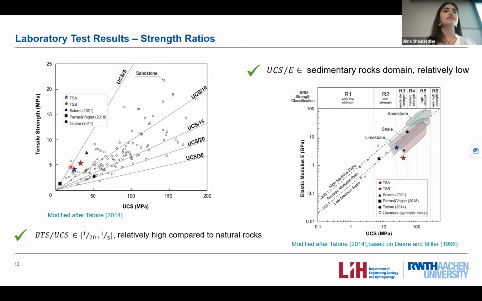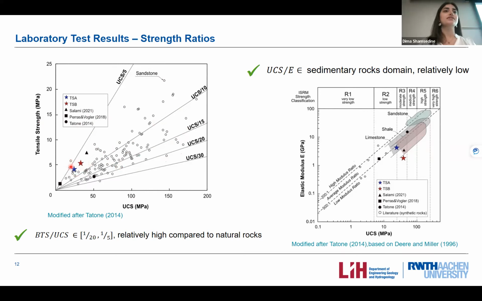sandstones. And for the modulus ratio, which is UCS over E here, I have plotted the domains of natural limestone, shale, and sandstone, and we can see that the data points from our test results and the behavior of the modulus ratio in our material belong to the lower range of the natural rocks, which is here.